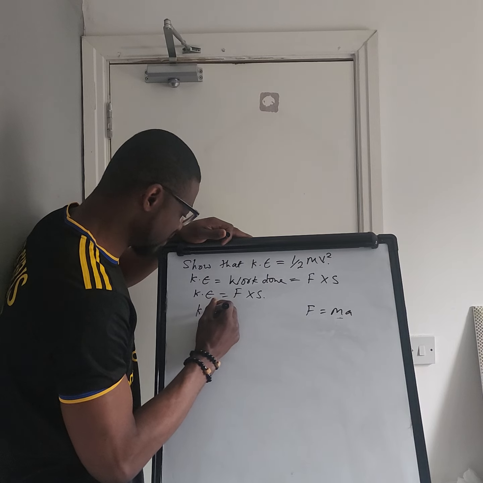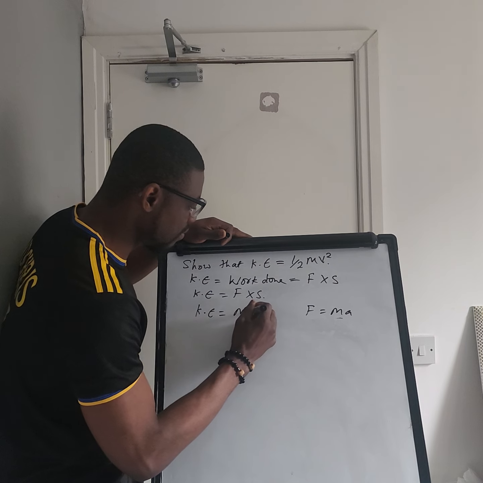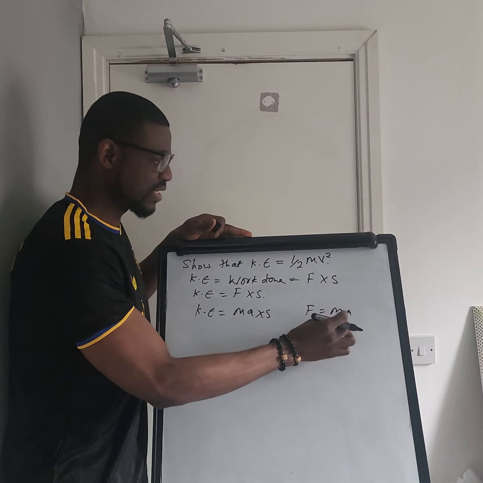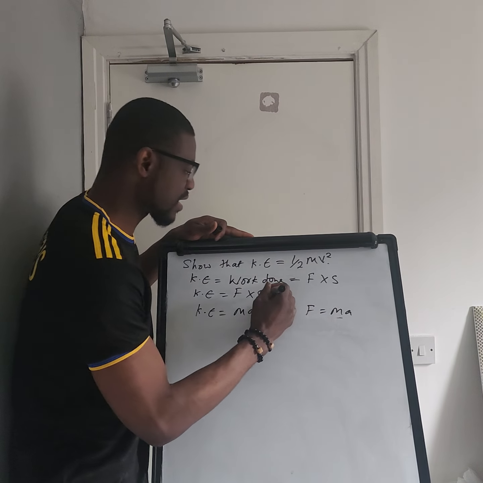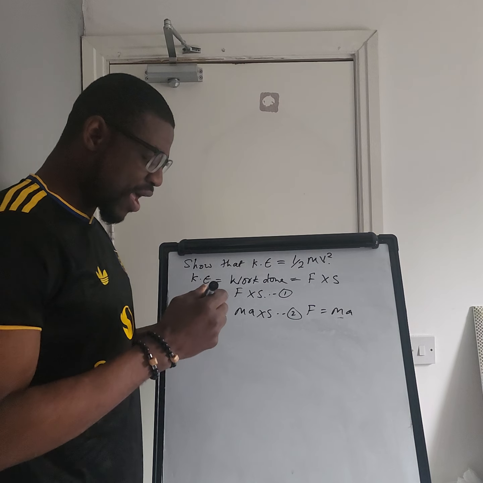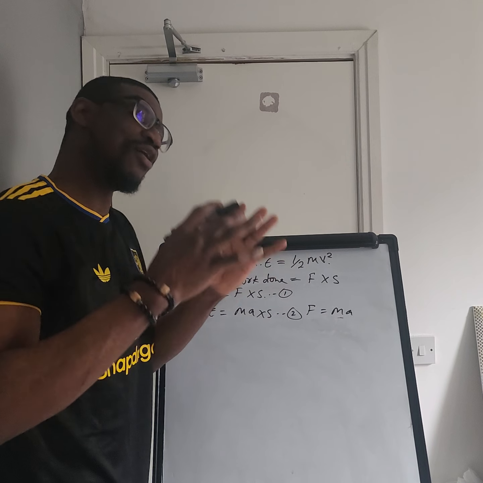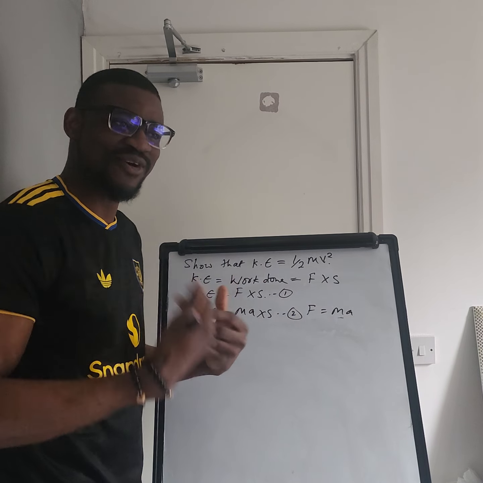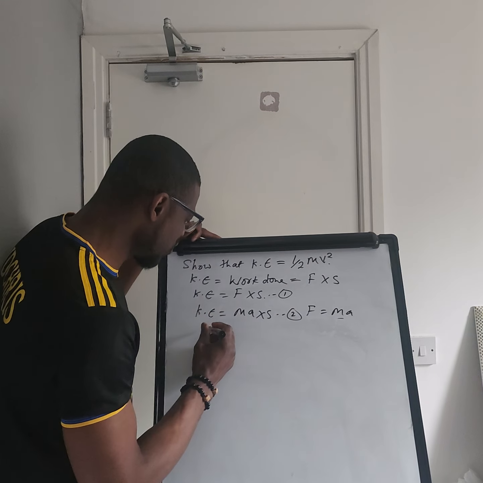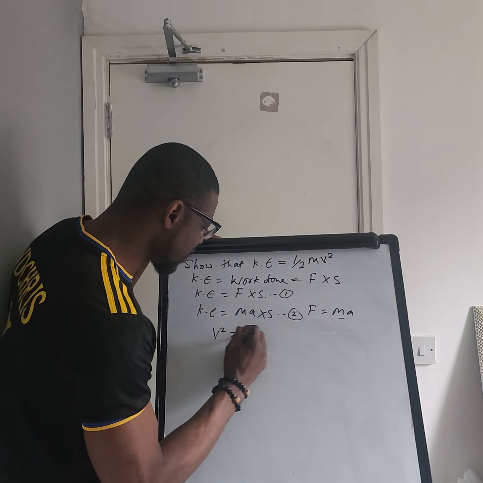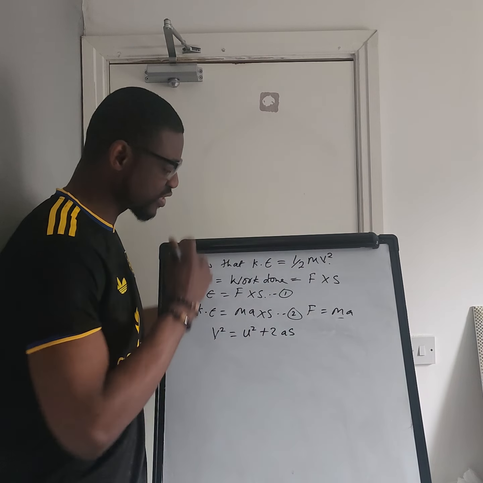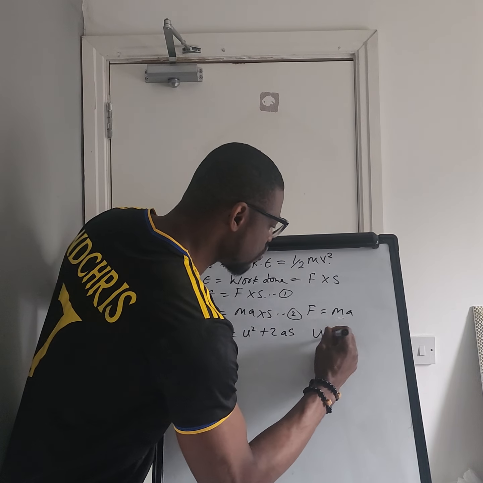So kinetic energy is equivalent to ma times s. I've only replaced this F with ma. So I can call this my equation 1 and call this my equation 2. We are still not done. Remember that the object is changing position from rest to a new speed. So we're going to use the formula that says v squared equals u squared plus 2as, one of the equations of motion. I'm going to set my u equal to 0.